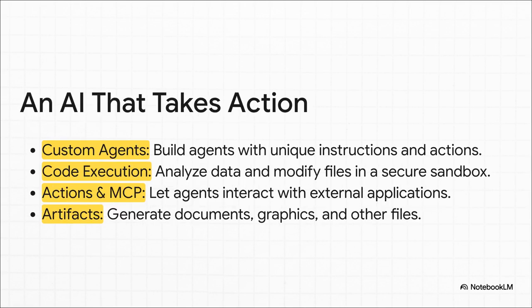But here's the thing. Onyx isn't just about finding information, it's about taking action. You can build custom AI agents for all kinds of specific tasks, and these agents can actually execute code in a secure sandbox to analyze data or change files. They can even talk to your other applications using a framework they call the Multi-Turn Conversation Protocol, or MCP. And to top it all off, they can produce real results, generating things like documents, graphics, and reports. This is an AI that truly does things.